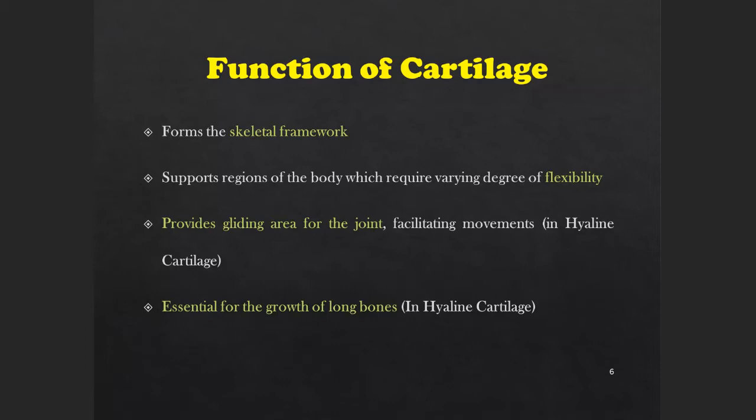It provides a gliding area for the joint. There are different joints in our body, if you are aware. Once we flex our hands, move our wrist, or turn our toes, those are the joint areas. In those joint areas, it provides the gliding for smooth movement, for the smooth twist and bend that we give. Now it is essential for the growth of the long bones. How? I'll explain that in the later part of the chapter. If I explain it here, you will get confused. So far, the function is clear to all of you.